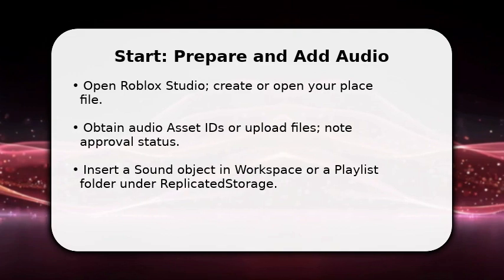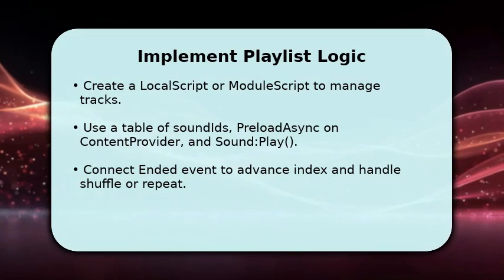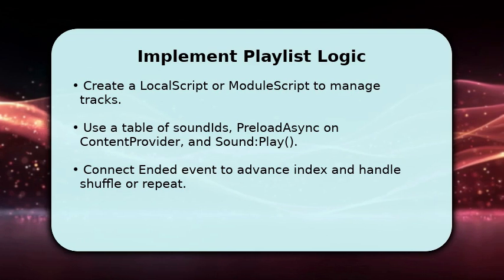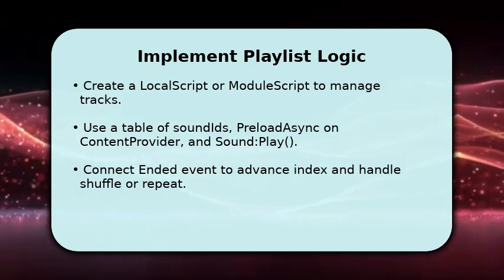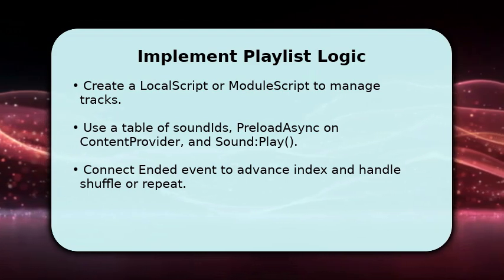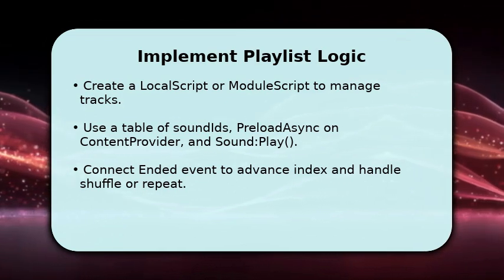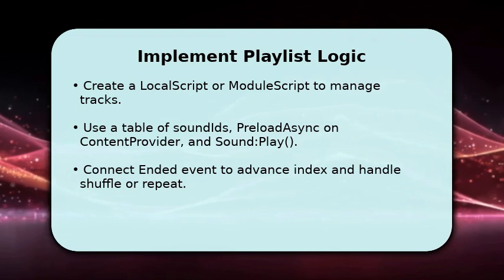Now you'll write the playlist code that plays and advances tracks. In a local script, build a list of sound objects or asset IDs and call ContentProvider PreloadAsync to avoid gaps. Play the first sound with Sound:Play, then connect to the Sound.Ended event to increment the index, load the next sound ID or change SoundId before calling play again. Use flags for shuffle or repeat modes.